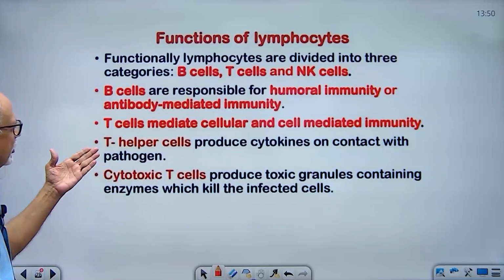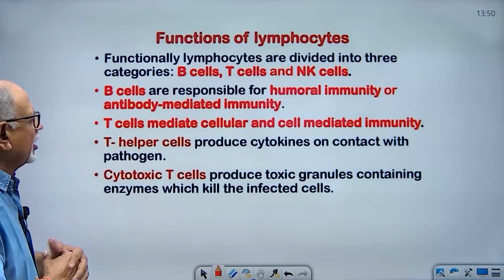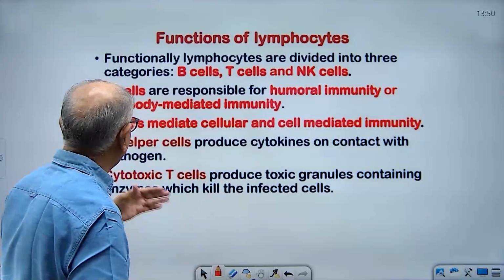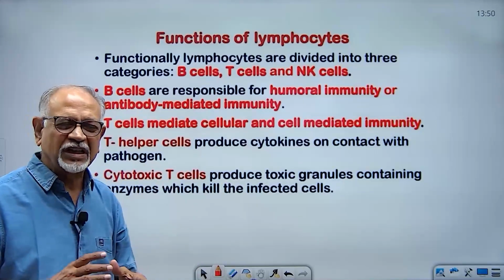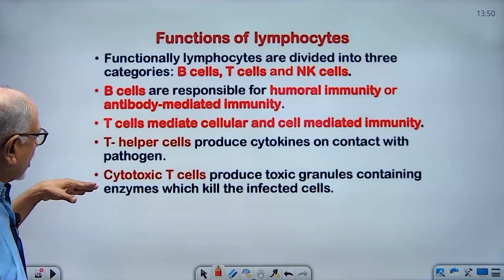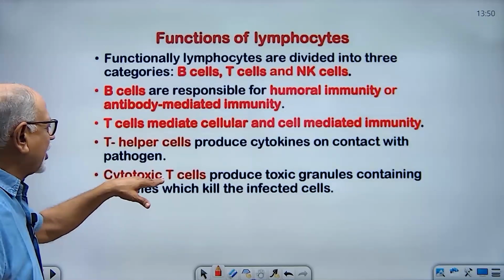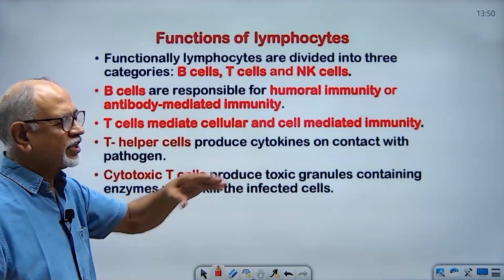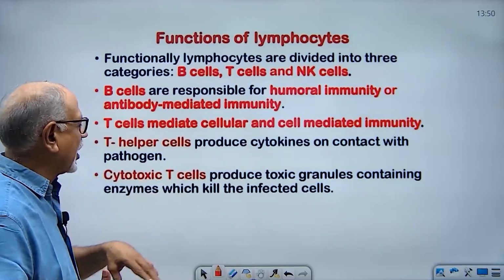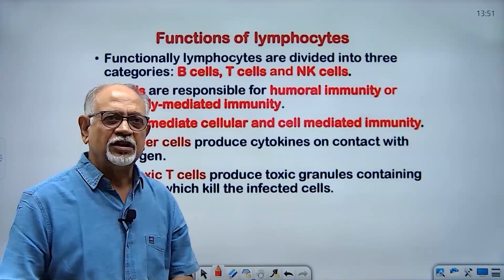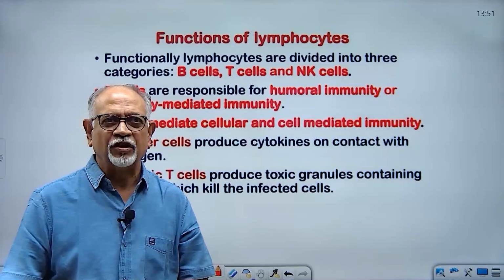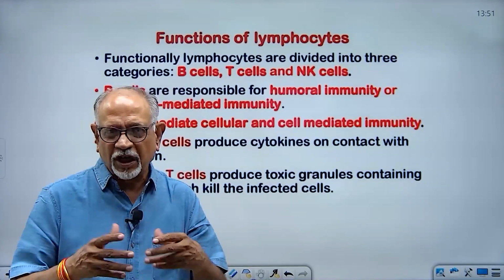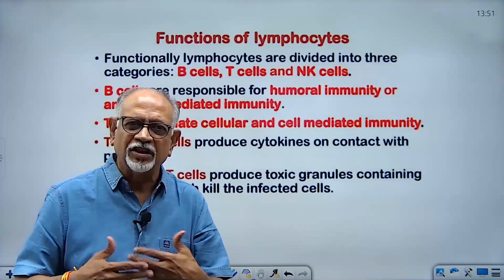They retain the memory for the immunity for the future. Now, another cell is T helper cell, which produce cytokines on contact with pathogen for killing it. Another type of cell is the cytotoxic T cells, which produce toxic granules which contain enzymes which kill the infected cells. So that is how these three types of lymphocytes contributes their role in the immunity.